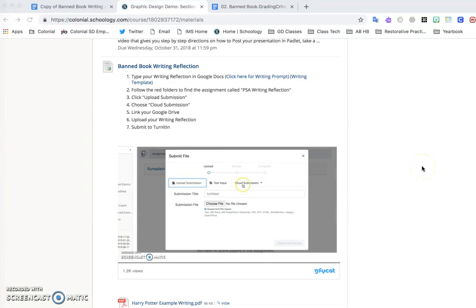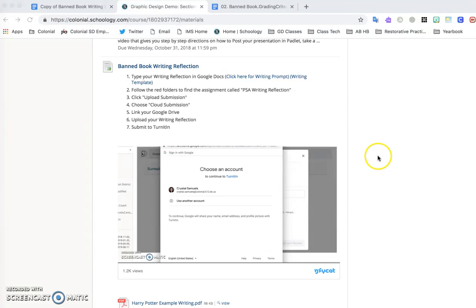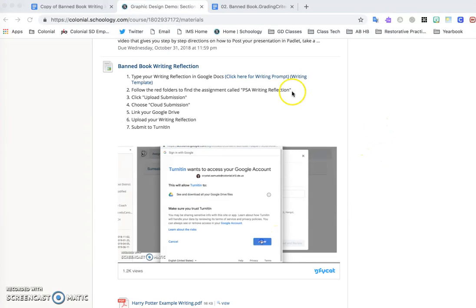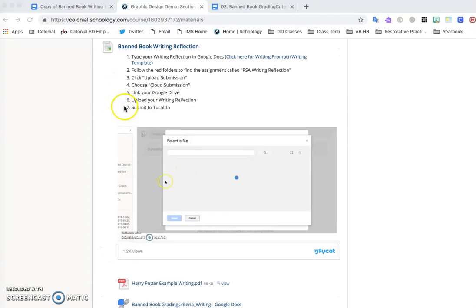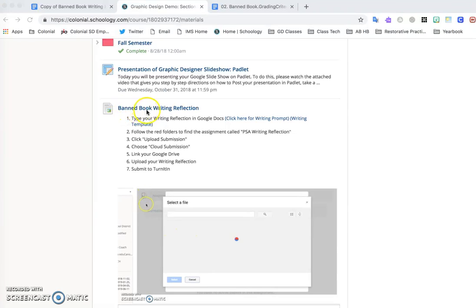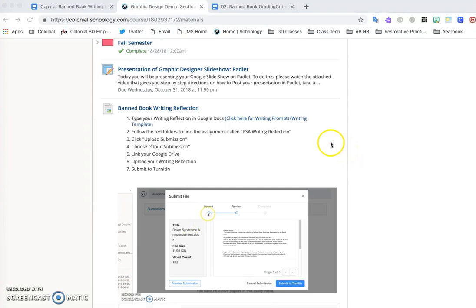For your banned book writing reflection, the first thing that you want to do is follow the red folders. It's really important that you follow the red folders and look for these two items in Schoology. The first one is the banned book writing reflection, so this has all the information that you need in order to make your writing reflection.